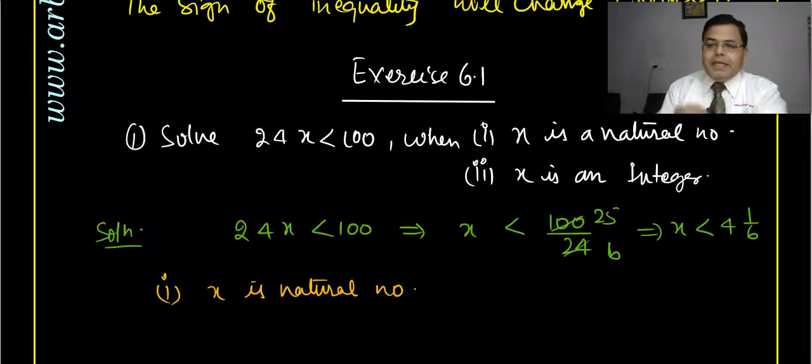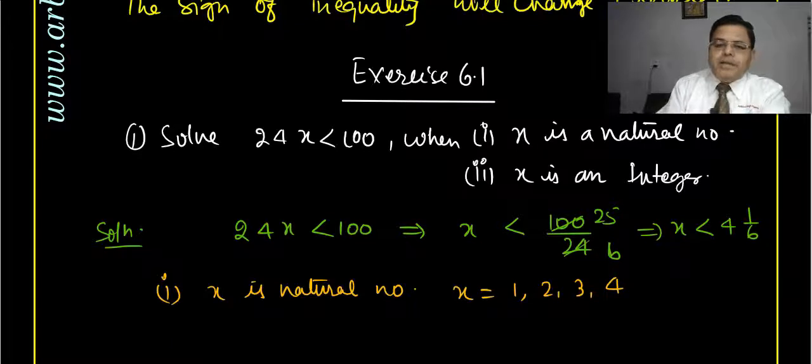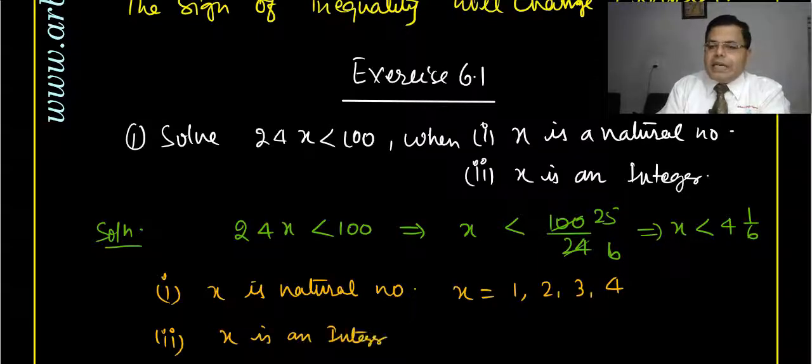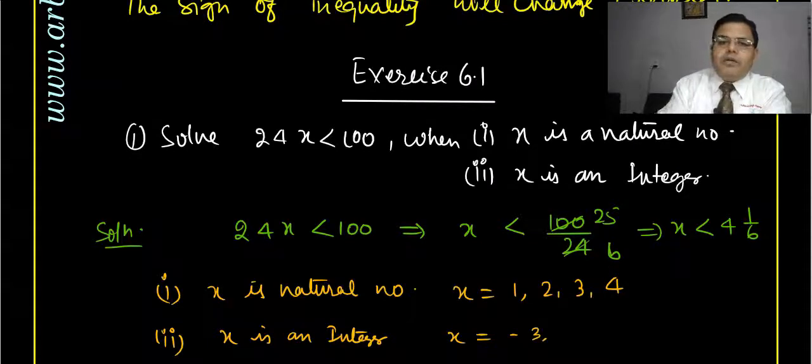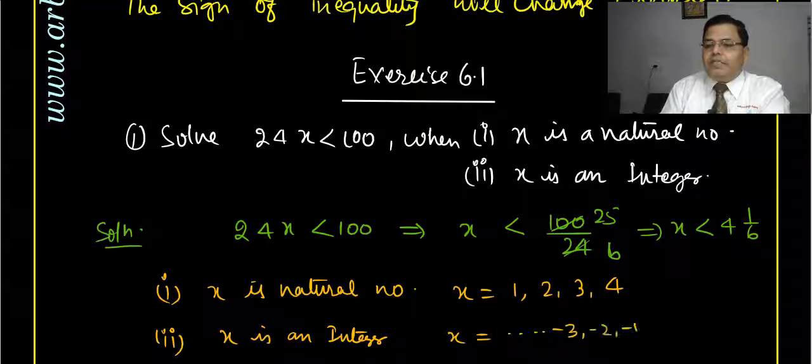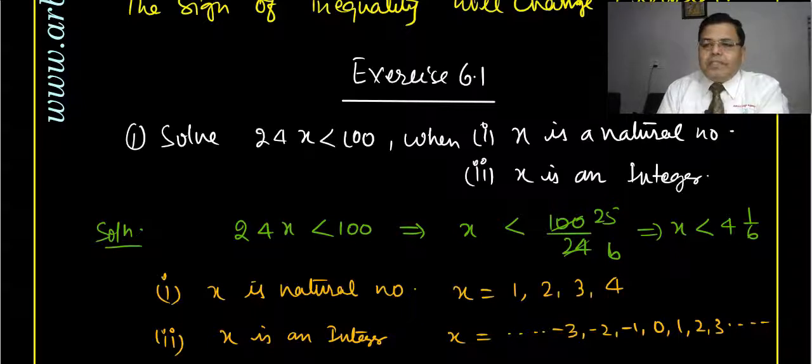Natural number x can have values starting from 1, so 1, 2, 3 and 4. This is the solution. For the second question, x is an integer. An integer can be positive or negative, so x can have values less than minus 3: minus 4, minus 2, minus 1, 0, 1, 2, 3, and there will be infinitely many. So x as an integer can take infinitely many values.